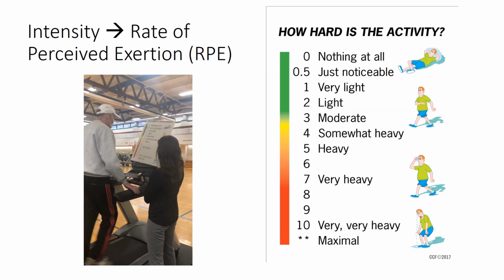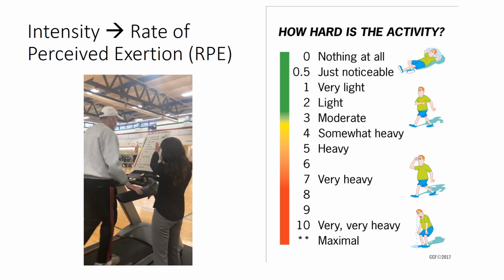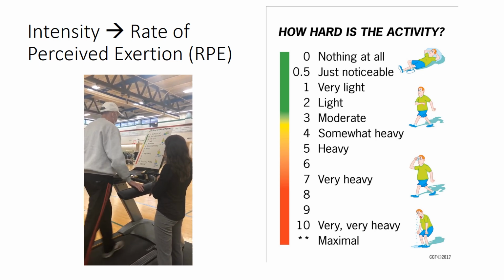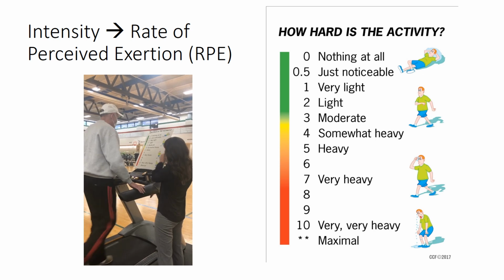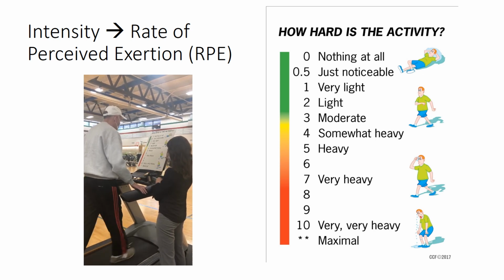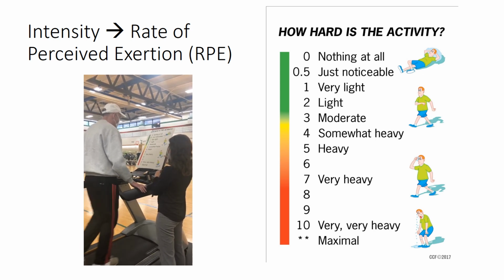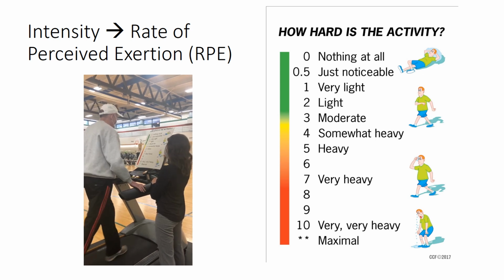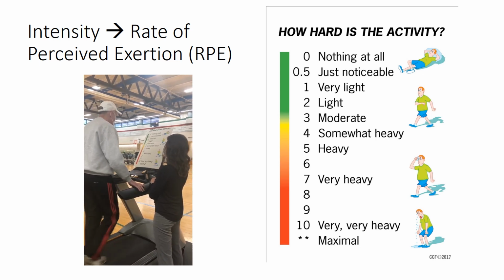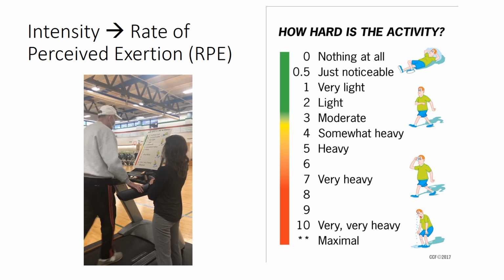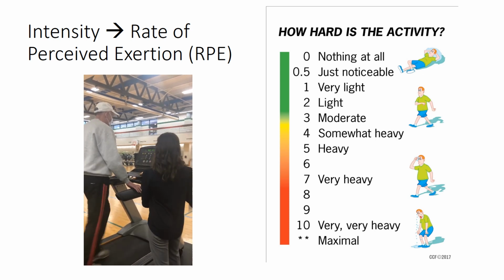Now, as I mentioned before, with autonomic dysfunction, oftentimes heart rate doesn't go up as anticipated. Right? So individuals have a blunted heart rate response. In that case, you would want to go to a different measure of intensity, something like a rate of perceived exertion or an RPE scale.